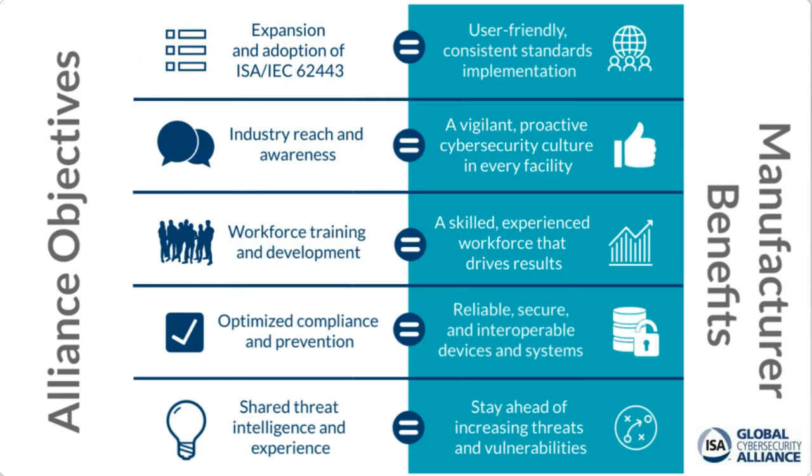So what does ISA Global Cybersecurity Alliance do? In short, we're bridging the gap between ISA 62443 standards and its adoption. We're doing education: many learning modules, presentations, development of white papers, working with other industry groups, as I've shown, and workforce training. That's a very, very big topic area.